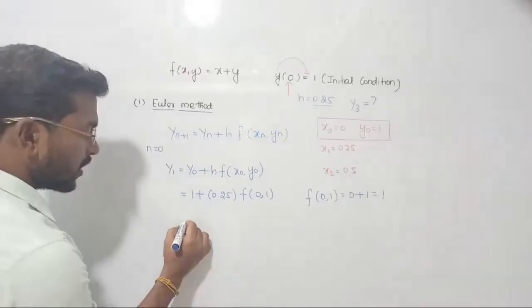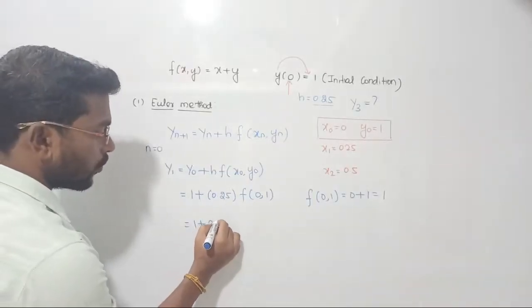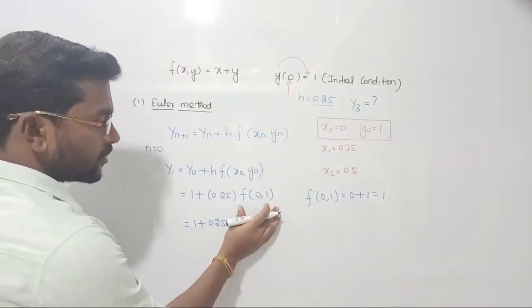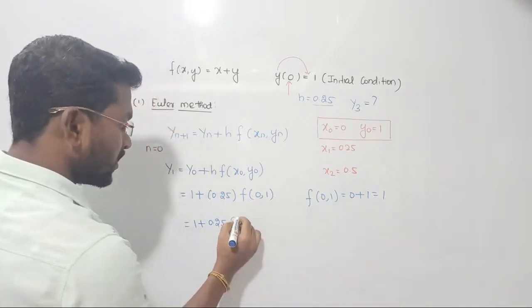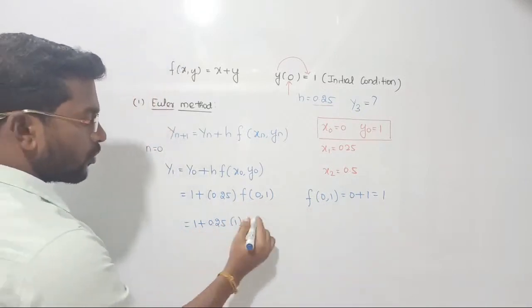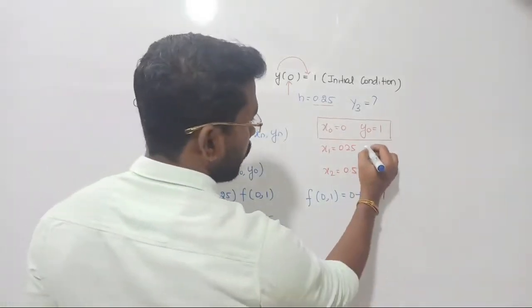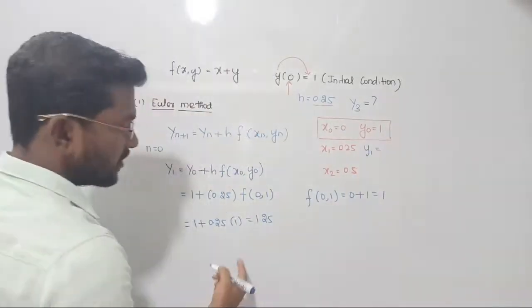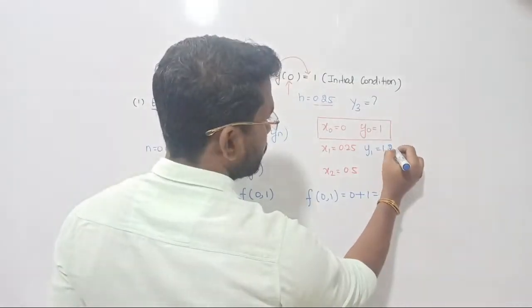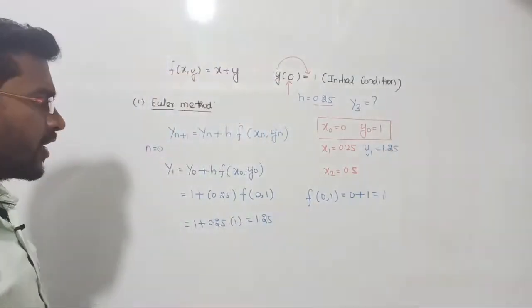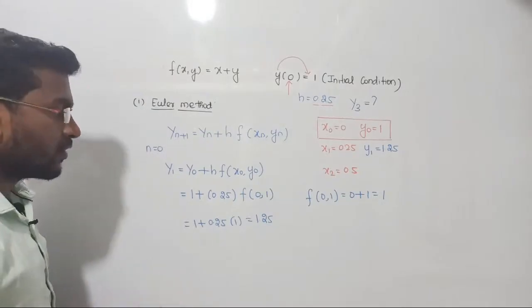If I substitute, then what I will get: 1 plus 0.25 into f of 0 comma 1, which is equal to 1, such that 1 plus 0.25 will become 1.25. Yes, happily we got the value for y1. So the value of y1 is equal to 1.25. It's very simple, right? Let us continue our derivation.